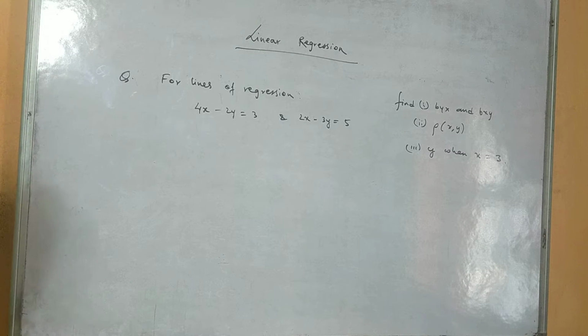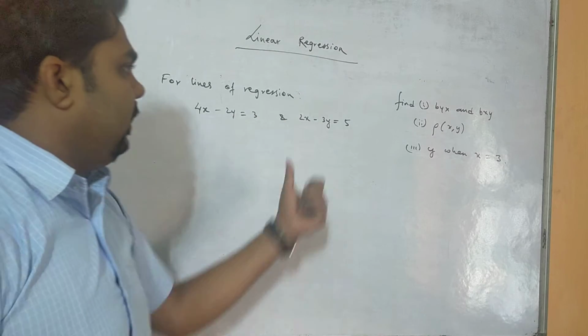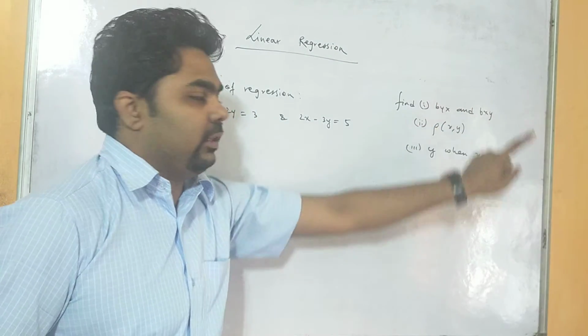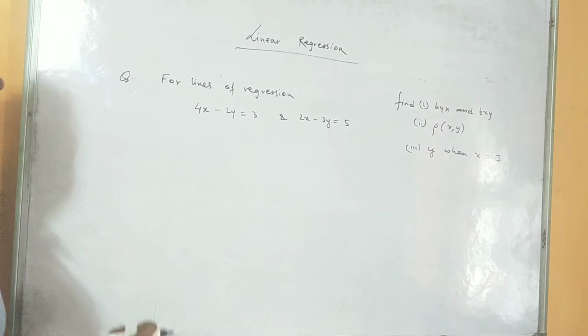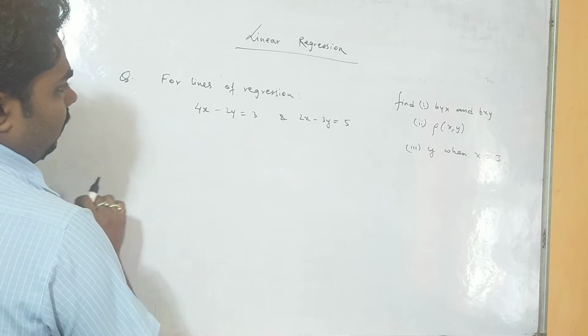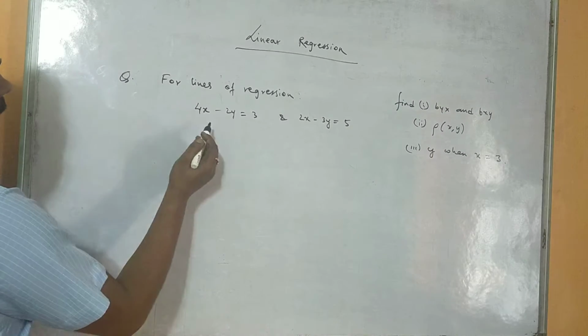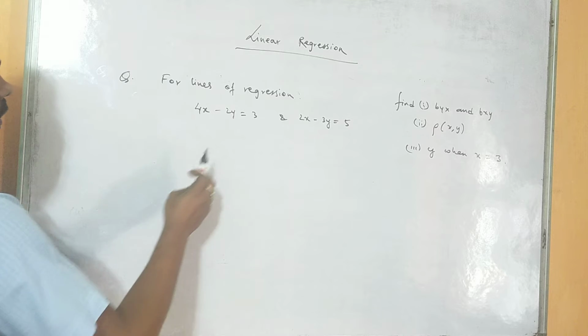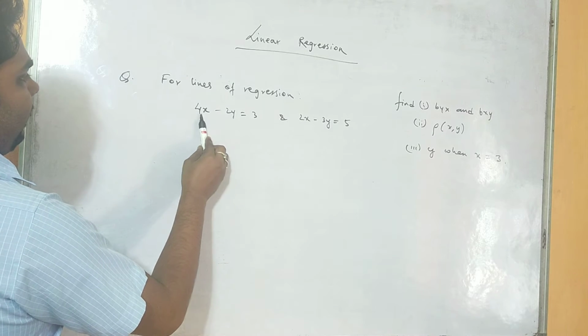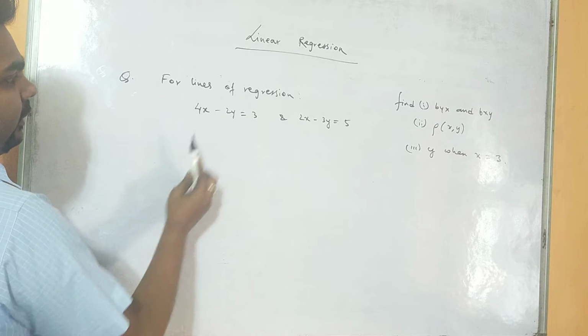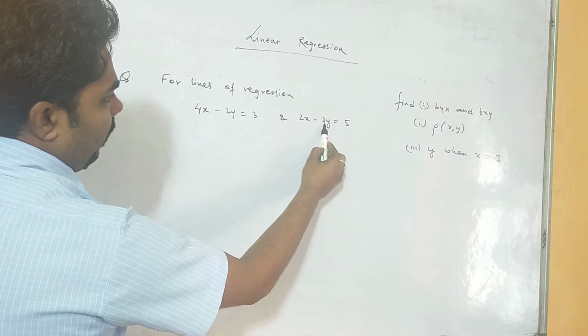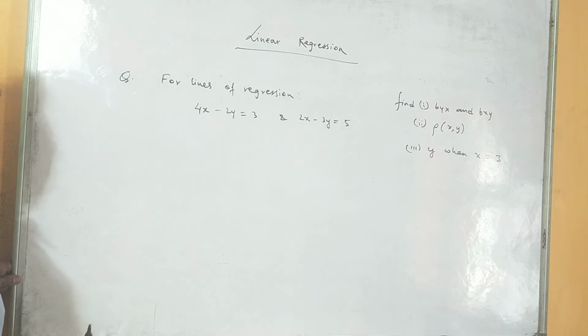For the lines of regression, these two lines are given again. We need to find byx and bxy, that means the coefficients of the regression lines. So here you see two equations. Again we will check the coefficients of x and y. In one, the coefficient of x is greater, here you see 4 is greater than 2. In the other, the coefficient of y is greater than that of x.